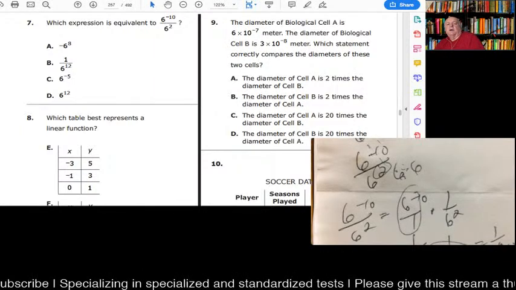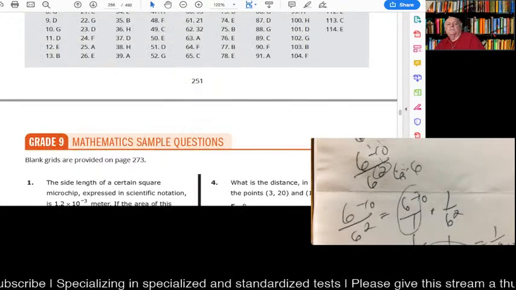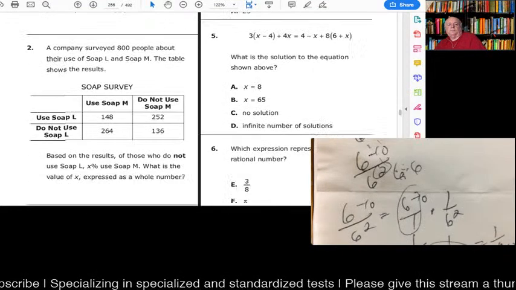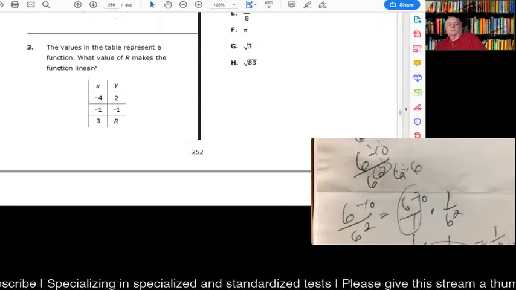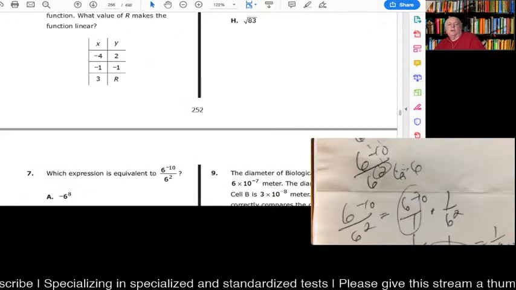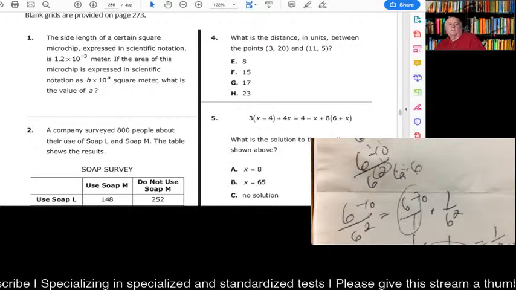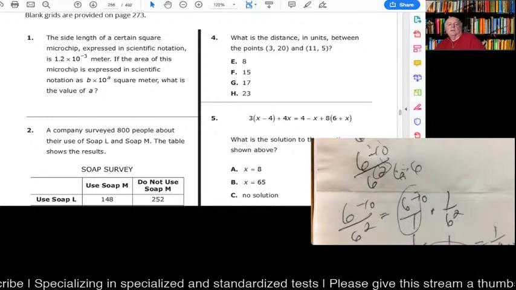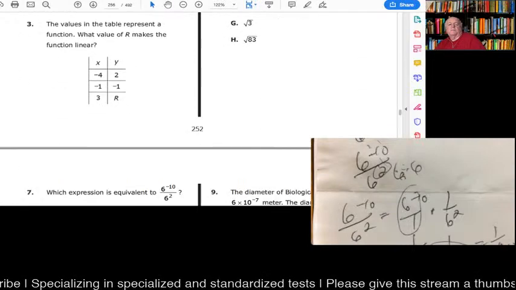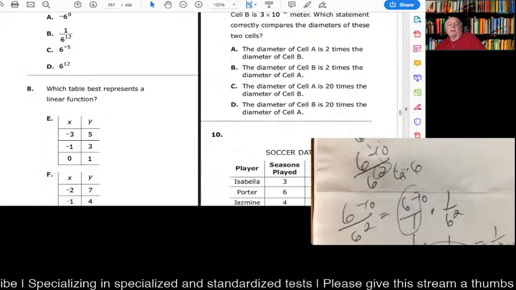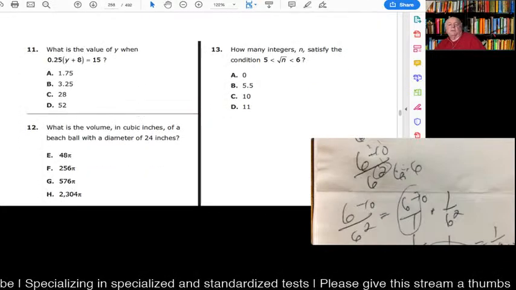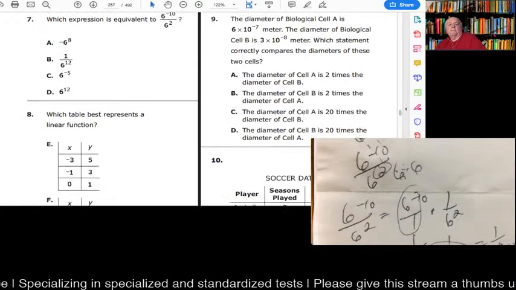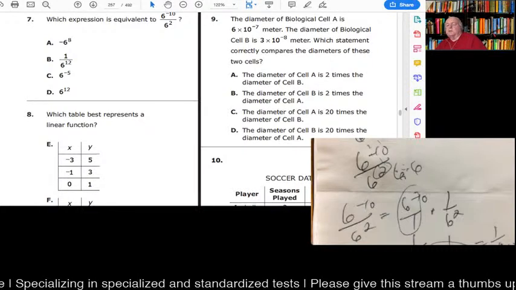And by the way, if we go back to, I thought there was another exponent question here. Well, there's another scientific notation question, which is number 1. There might be another exponent question after this, I can't remember. Anyway, question number 1 was a scientific notation question as well.